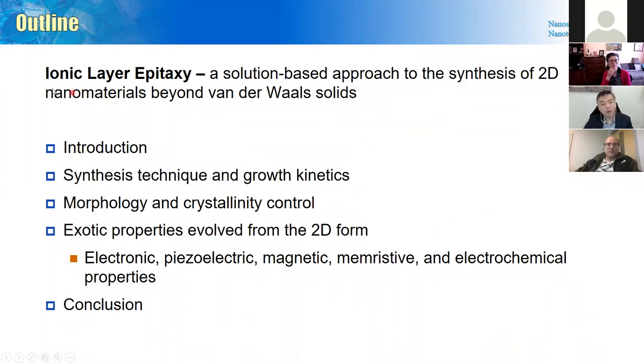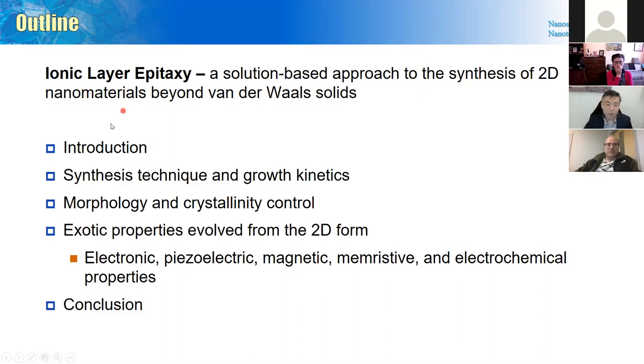Our talk here is about ionic layer epitaxy. This is the name I gave to this approach that we developed in our lab. Basically, it is a solution-based approach to the synthesis of 2D nanomaterials beyond the Van der Waals solid, mostly oxides and metals.